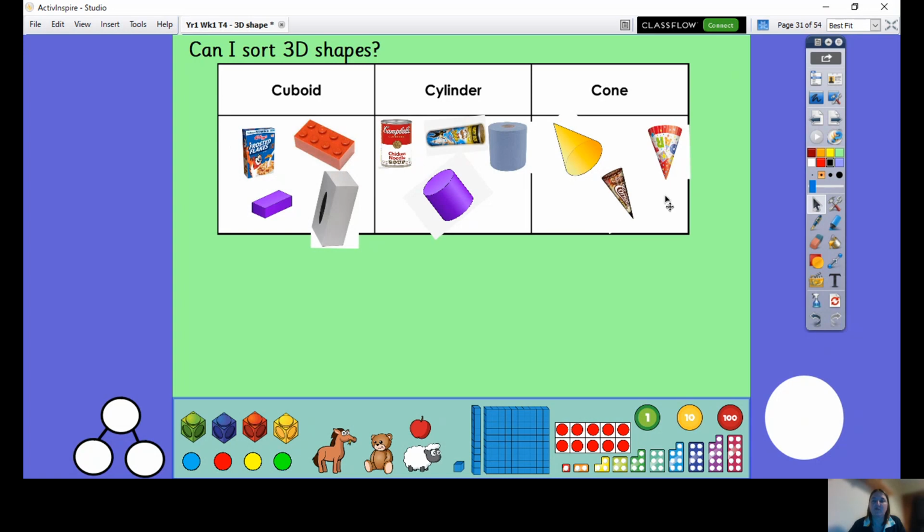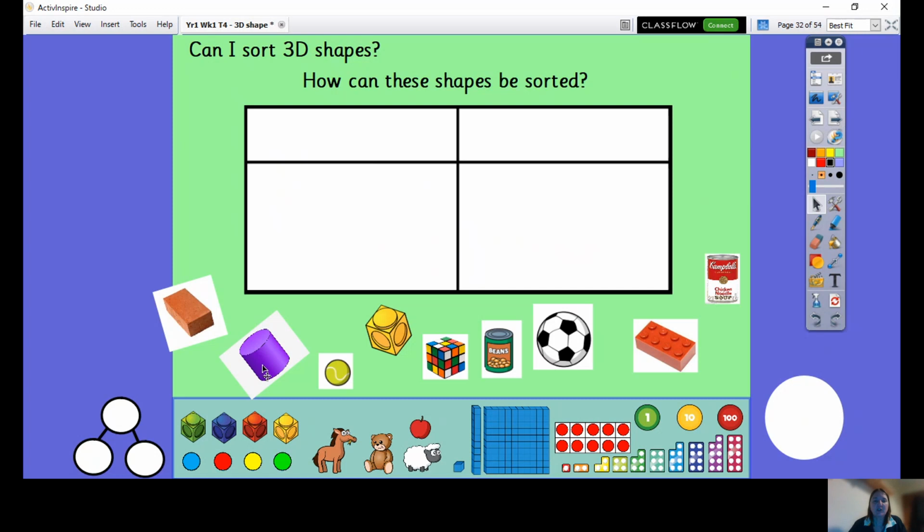Again, thinking about some of those real life objects that are those 3D shapes. So 3D means 3-dimensional, means you can pick it up, you can hold it. Some people also say solid, it's something that you can pick up and hold. So how could we sort these shapes? Okay, we've got to sort them into two groups. Now, if we look at them, we've got a cuboid, cylinder, sphere, cube, cube.